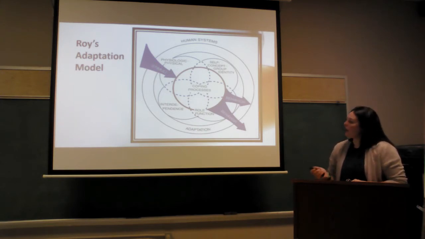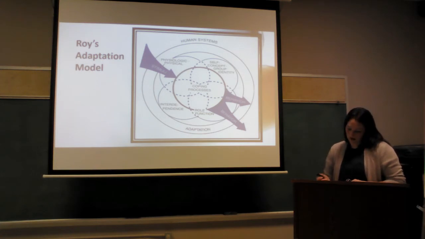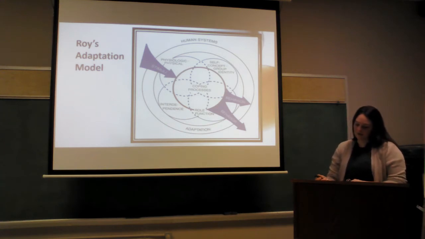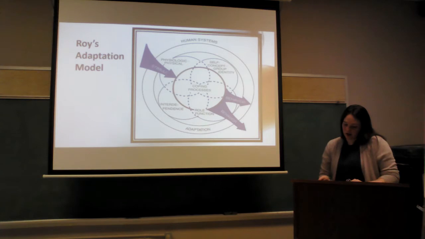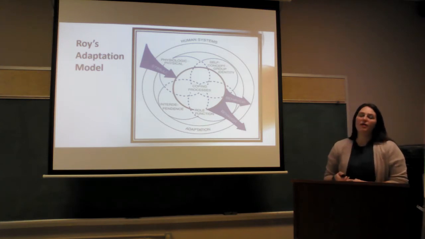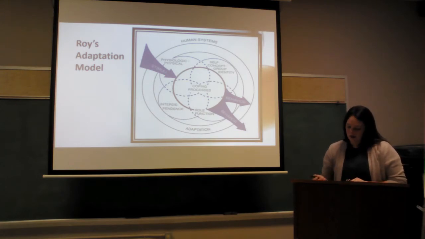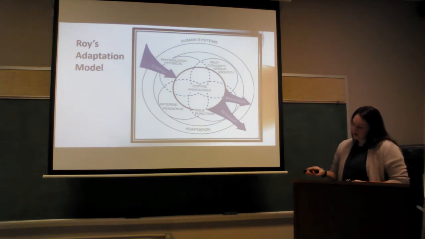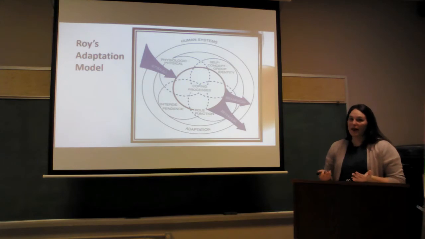The third mode right here is the role function mode, and that's going to look at how the person behaves towards another person. The last mode is the interdependence adaptive mode, which concerns the interaction of the person in society, and how that person is affected by their significant other and any other support system. So once the stimuli occur and affect all these modes, and they can affect them all at the same time, coping processes are going to occur, and then there's going to be a response. That response is going to create a behavior, and it's either going to be an ineffective response or fully adaptive.